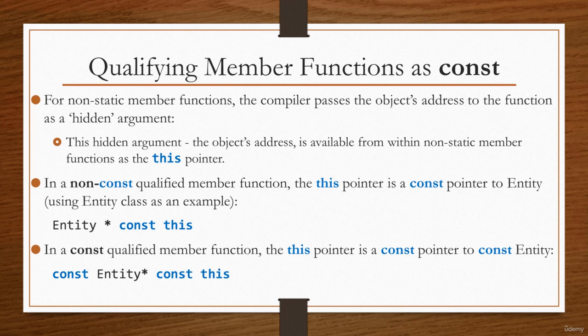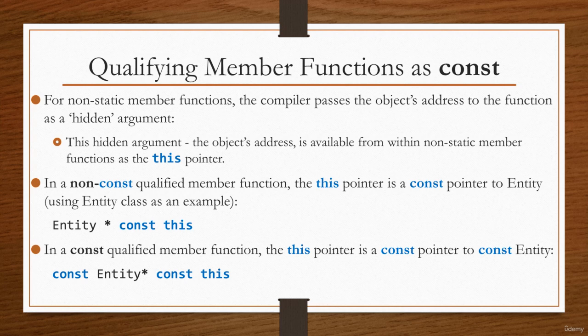Now how does this work to prevent modification to the state of the object? Well, in previous videos we talked about the this pointer. Just as a recap, for non-static member functions, the compiler passes the object's address to the function as a sort of hidden argument. This hidden argument, the object's address, is available from within the non-static member function as the this pointer.